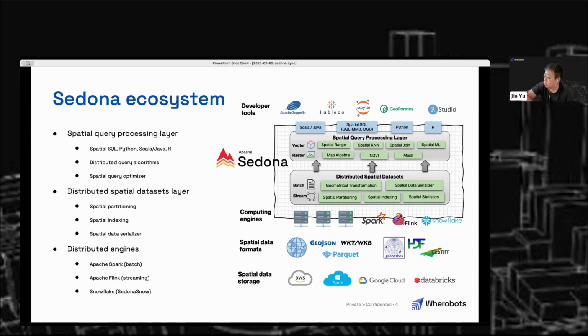And if you are using Snowflake, there is a plugin in the Snowflake marketplace called Sedona Snow, which is basically a binary of Sedona for Snowflake. And by far among these engines, the spatial support we have on Apache Spark is the most comprehensive one.